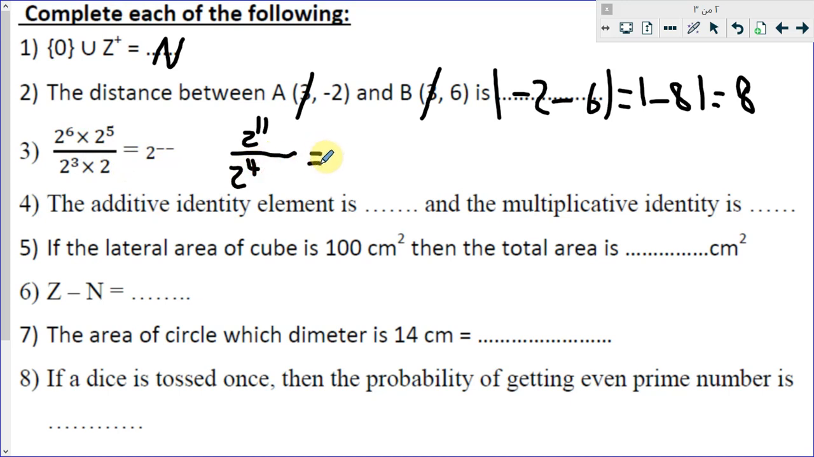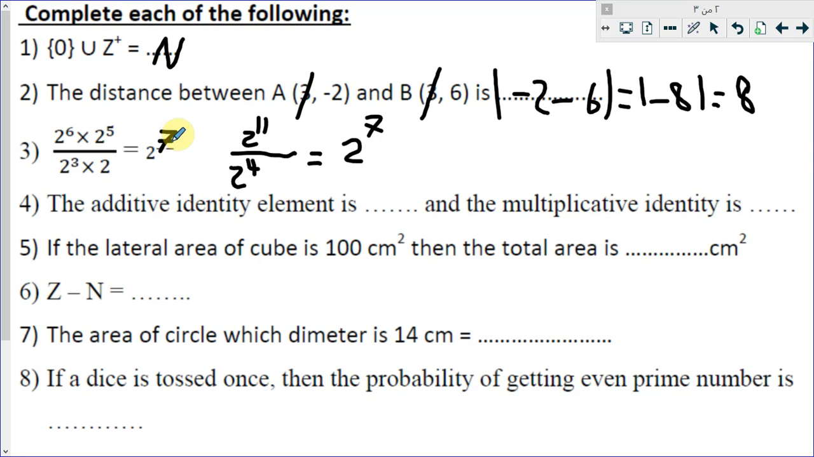After that we have another situation, we have division between numerator and denominator, with the same base. In this case in our division, we will put our base down, it will be 2, and we will make subtraction between our powers, so it will be 11 minus 4 equals 7. So the final result will be 2 power of 7.